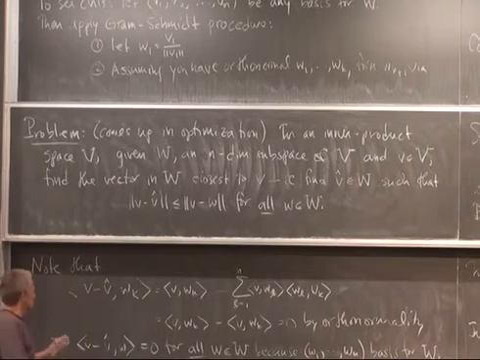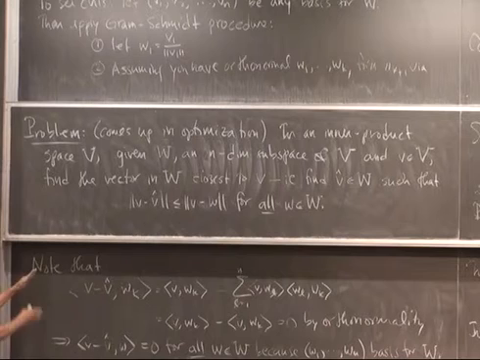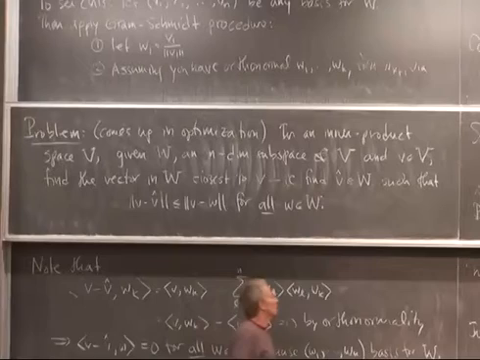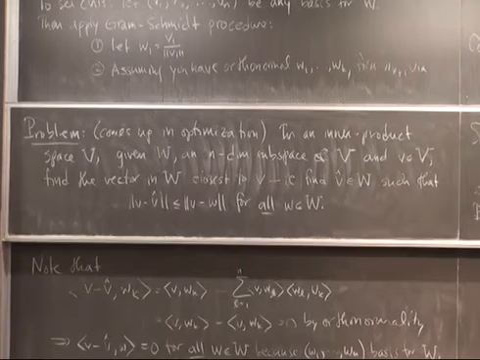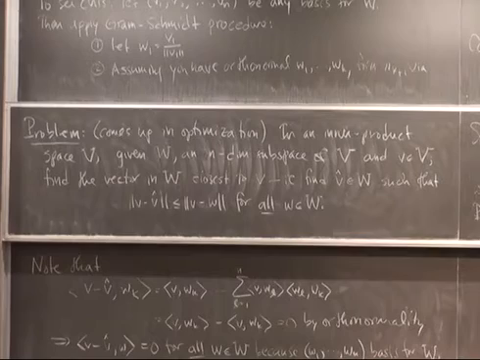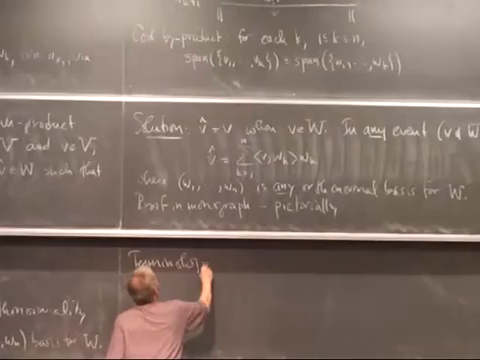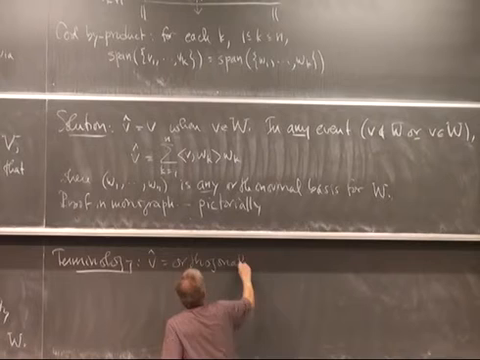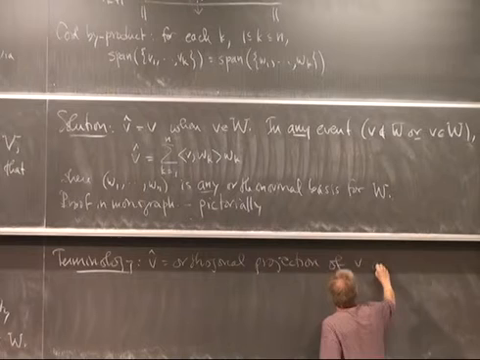In other words, the difference between the vector V and the optimal solution in W is perpendicular to the whole subspace W. And for that reason, they call V hat the orthogonal projection of V onto capital W. So the terminology: V hat is the orthogonal projection of vector V onto subspace W.